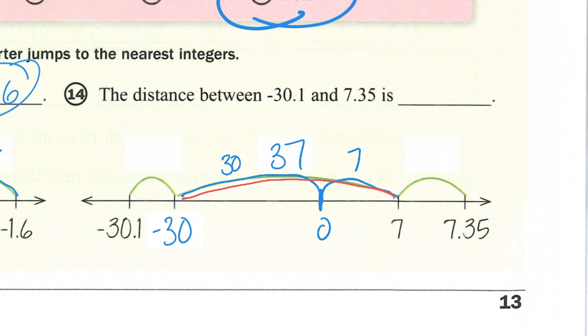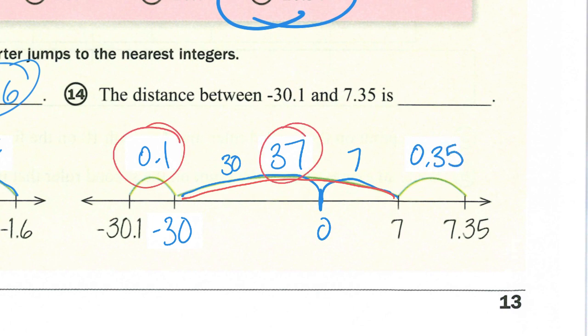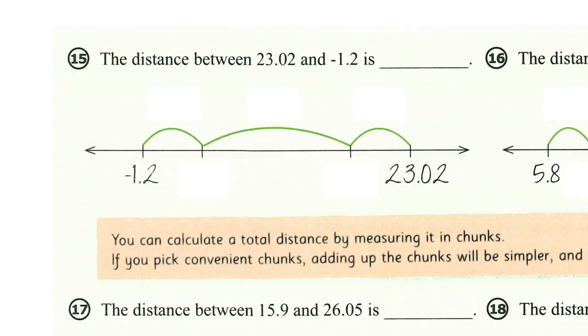Then I finish out from -30 to -30.1 is 0.1. And on the other side, from 7 to 7.35 is 0.35. And so these are the three I need to add together. And the total distance would be 37.45.